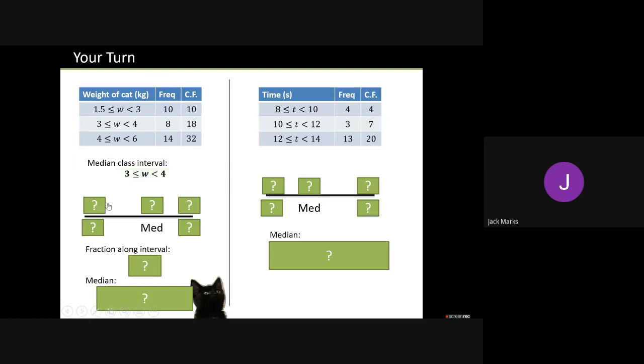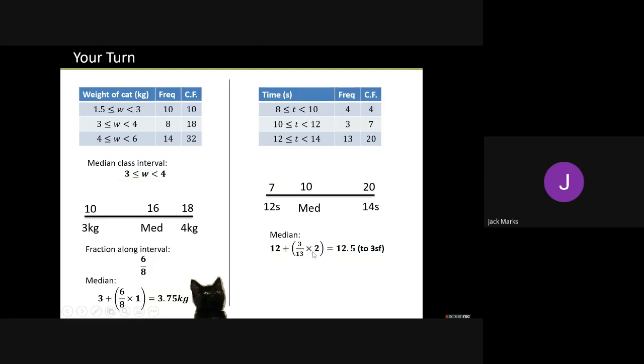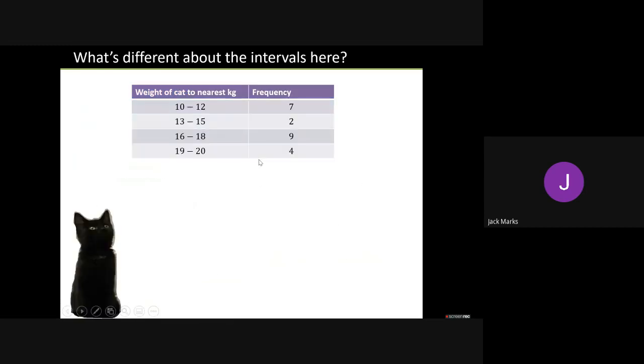Okay, so assuming you have done this, the information you should be fairly happy with. 6/8 of the way through: 16 take away 10 is 6, 18 take away 10 is 8, and the calculation looks something like this. Again, the number lies between these. So what's this going to be? This is going to be 3 out of 13, isn't it? 3 out of 13 of the way along, and so on.